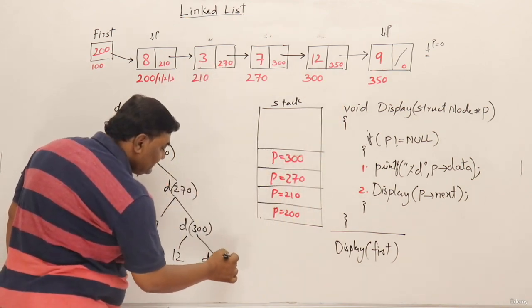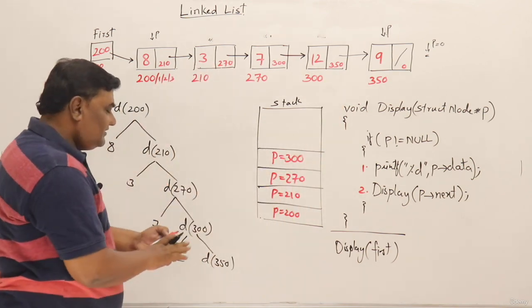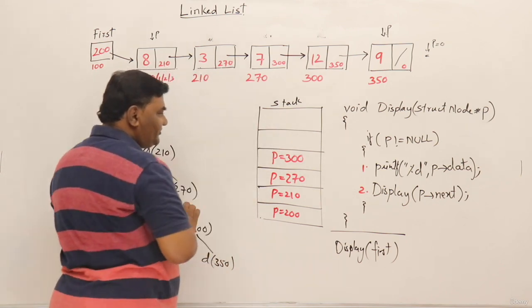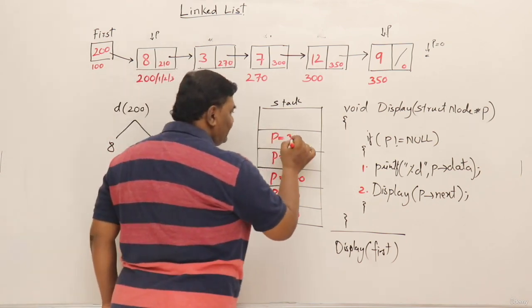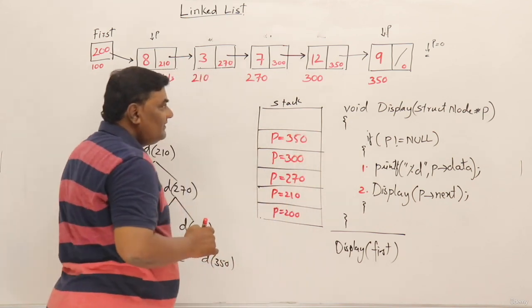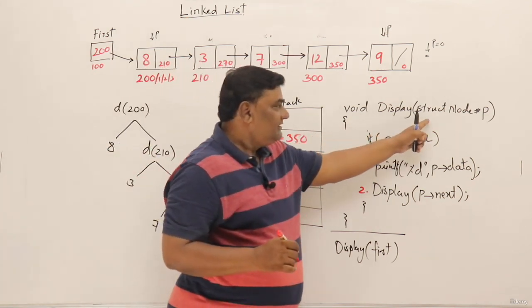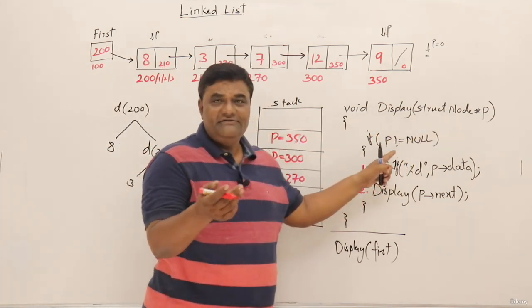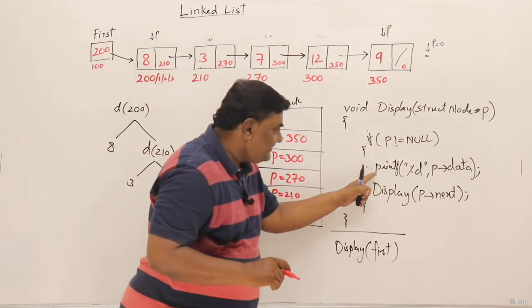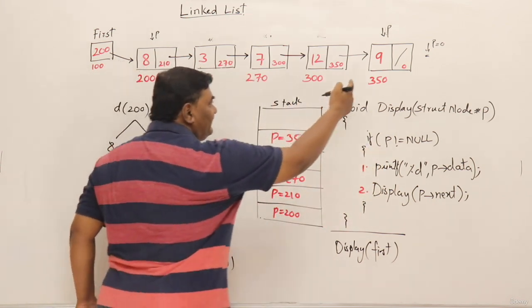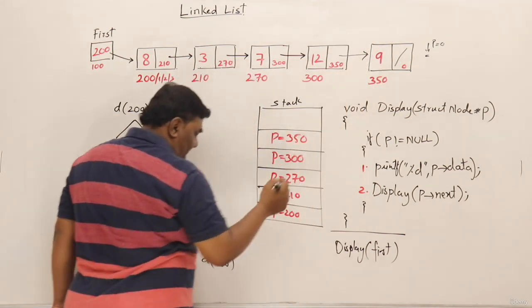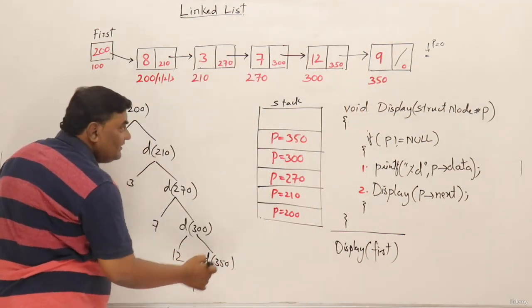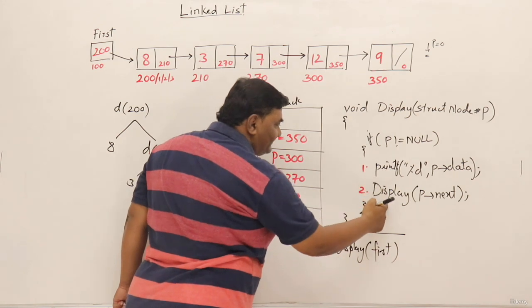350 is passed. Now again it's a new call. So for the new call, again an activation record is created. This time P value is 350. Now fresh call. P is not null. 350 is not null. Then print. What is the value in address 350? Value is 9. Then next step is call itself on next.